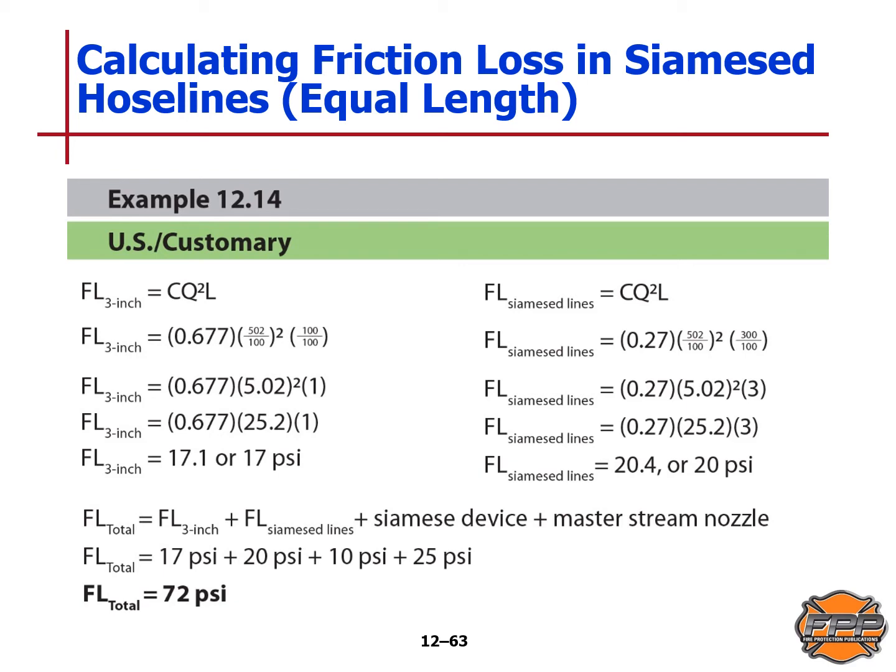Now, if you look at the bottom, you have friction loss total plus friction loss of 3-inch plus friction loss of Siamese lines plus the Siamese device plus the master stream nozzle. That gives you a friction loss total of 17 psi plus 20 psi plus 10 psi plus 25 psi. And that gives you an overall total friction loss of 72 psi.